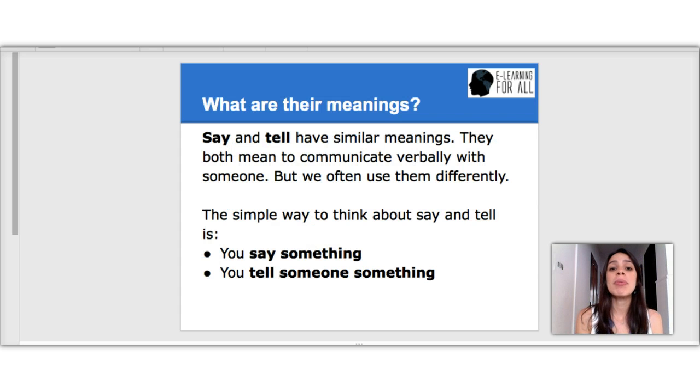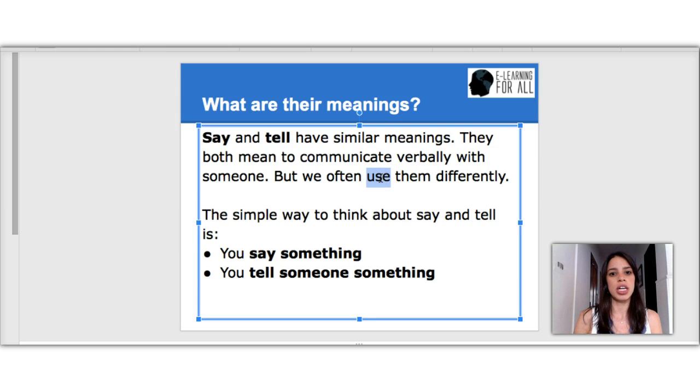So, what are their meanings? Say and tell have similar meanings. They both mean to communicate verbally with someone. But we often use them differently. If you are a native speaker of Portuguese or Spanish, these words probably have only one translation, and that's why you get confused. So what you need to know is how to use them, okay? Use is the key word here. So I'm going to give you a simple way to think about say and tell.